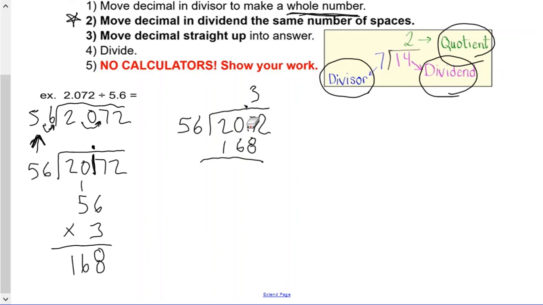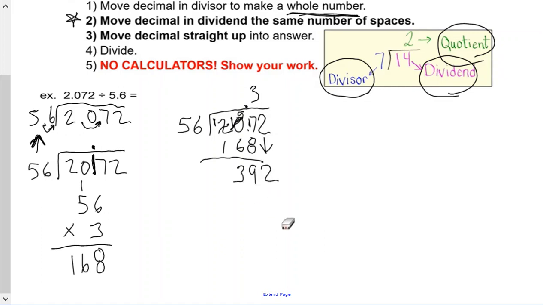And if we subtract, 7 take away 8, we can't do that, so we need to borrow. We can't borrow from the 0, so we've got to go all the way over here to this 2, change it to a 1, to a 10, and then borrow from there, so it'll be a 9, and this will be a 17. So we can subtract. 17 minus 8 will be 9. 9 minus 6 will be 3, and 1 minus 1 will be 0. Okay, so now we have 39, and we can bring down that 2. And now we need to figure out how many times does 56 go into 392.